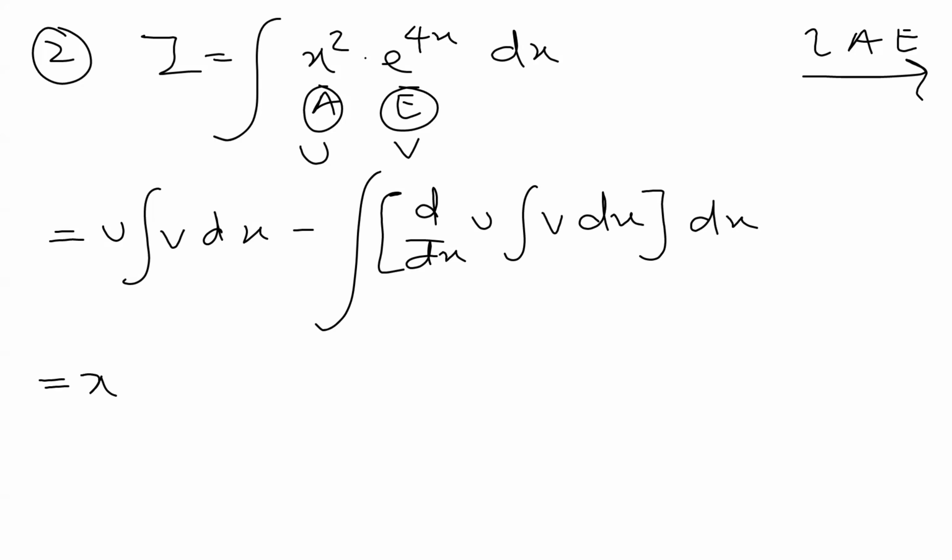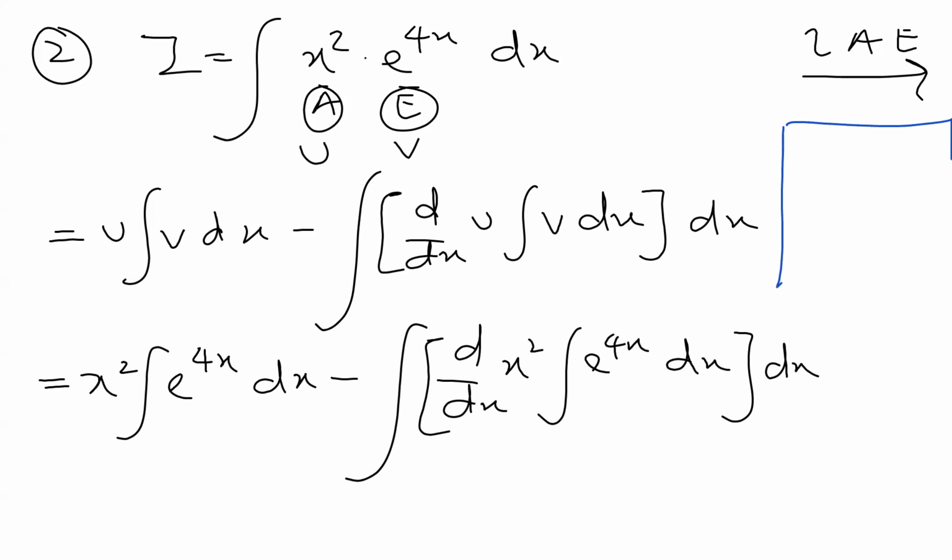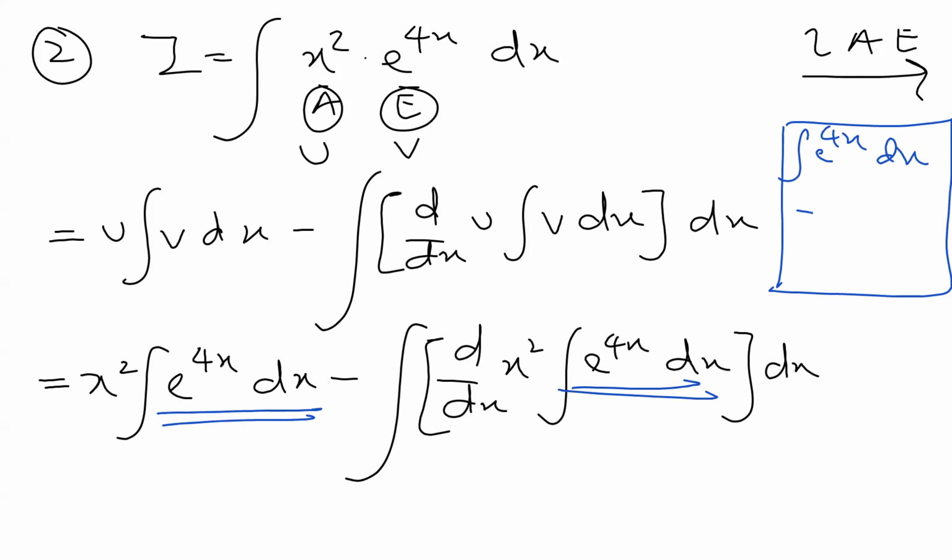U is x square, v is e raised to 4x dx. So dy dx of x square e raised to 4x dx, bracket close dx. Now we are going to make a working note over here because this part we are going to solve again and again in the problem.